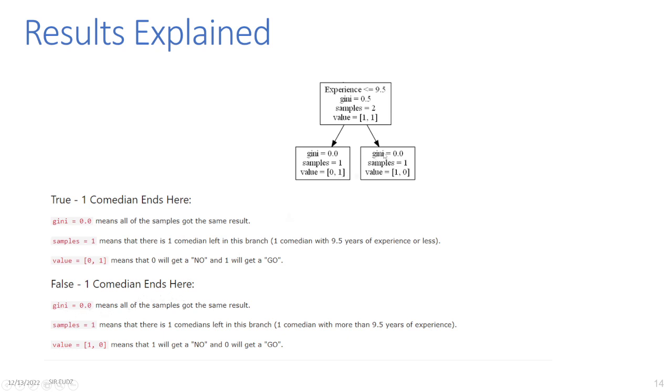So here on the false, true or false value means that all samples got the same result, means that there is 1 comedian left in this branch with more than 9.5 years, and of this means that 1 will get a no and 0 will get a go. So that means you will not choose somebody with higher experience.